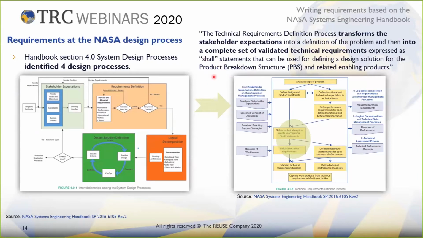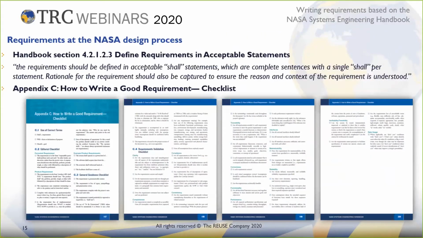In the handbook, they express some ideas and guidance about how those requirements have to be collected and written. In section 4.2.1.2.3, they define when a requirement is an acceptable statement. It says that requirements should be defined in acceptable shall statements, which are complete sentences with a single shall per statement. Rationale should also be captured to ensure the context of the requirement is understood.